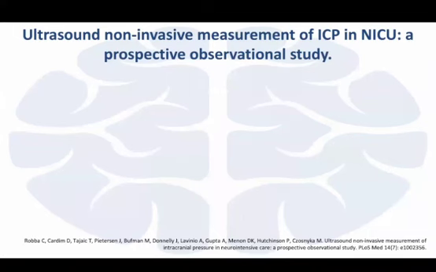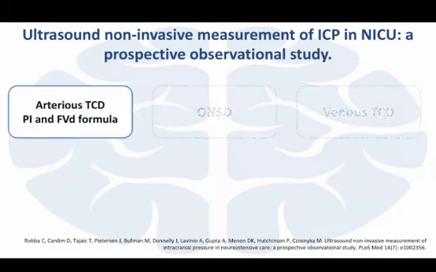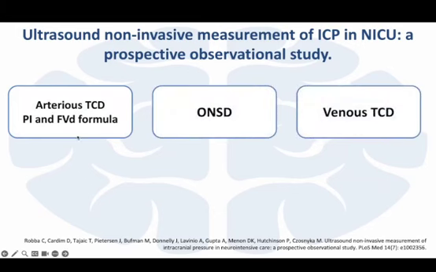The easiest one and those which are most used are those which are based on pupillometer, but also cerebral compliance is gaining interest. What is most used so far is the use of the ultrasound. So the transcranial Doppler, where there are some formulas like the pulsatility index and the flow velocity diastolic formula, the ONSD, which is the measurement of the optic nerve sheath diameter, and the venous transcranial Doppler.